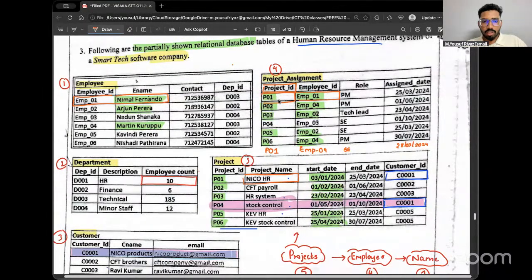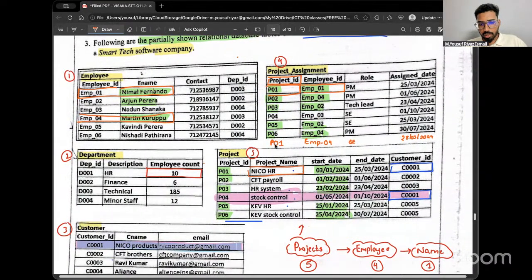So let's say along with Nimal Fernando, Martin is also working. So how will I show that? I'll mention project P01 and mention that for the project P01, Martin is also working in that same project. Employee 4. Got it?